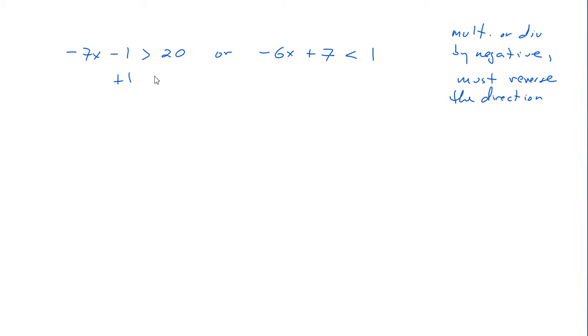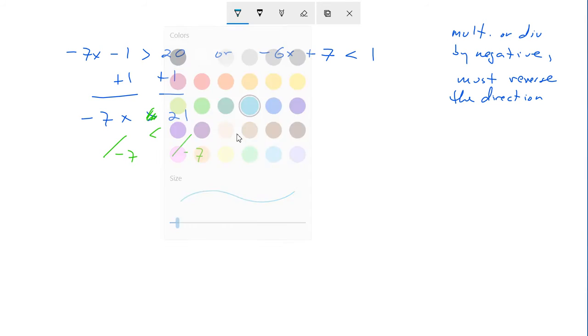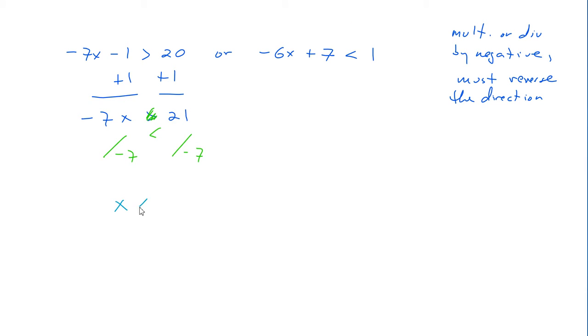So I'm going to add 1. That's pretty easy. Negative 7x is greater than 21. Now I'm going to divide by negative 7. And as soon as I do that, a little bell should go off. Ding, ding, ding, right? I'm dividing by a negative, so I'm going to scratch this out and go the other way. So we end up with x is less than 21 over negative 7, which is negative 3.